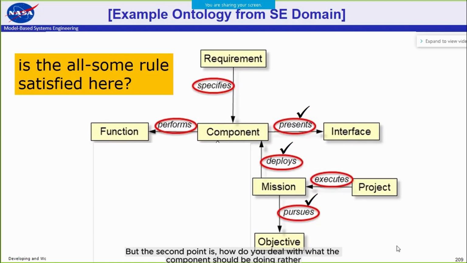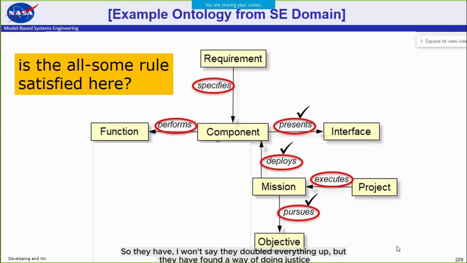But the second point is, how do you deal with what the component should be doing rather than what the component is doing? And as you know much better than I, every engineered artifact has the specification on the tin of what it should be doing, but then when you put it into the field, it almost certainly doesn't realize that particular specification. Now, in Kubrick, the Kubrick people who are working on the Common Core ontology have actually addressed that problem.